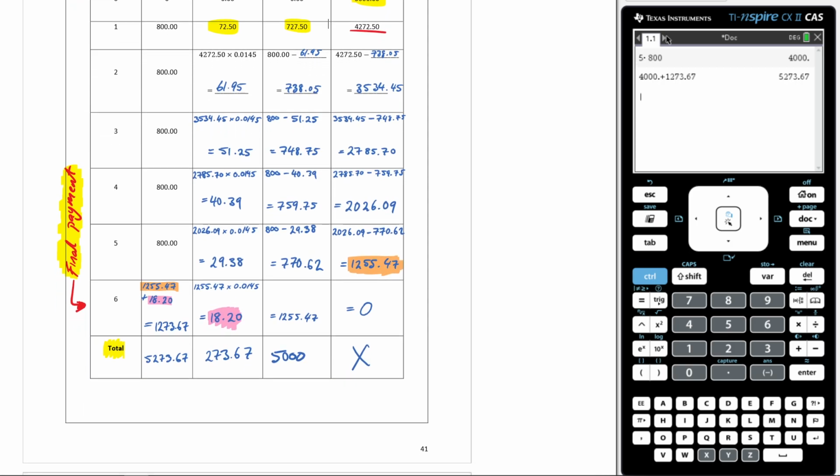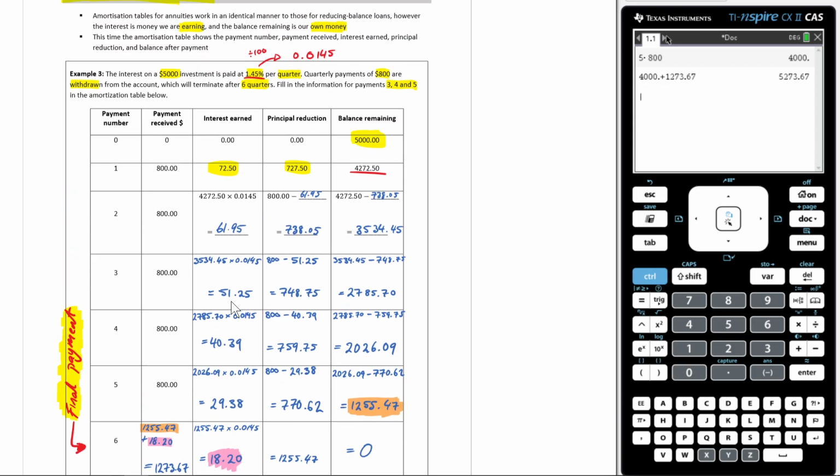And again, that's very similar logic to what we were talking about with reducing balance loans. Hopefully that has made sense, everyone. That's amortization tables for annuities.